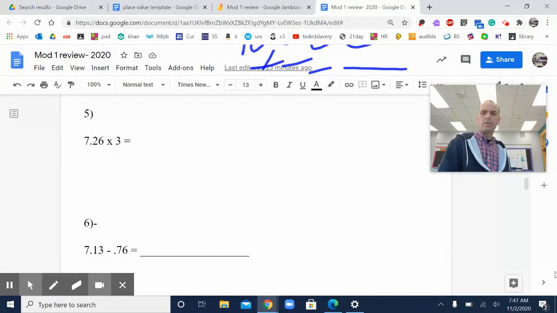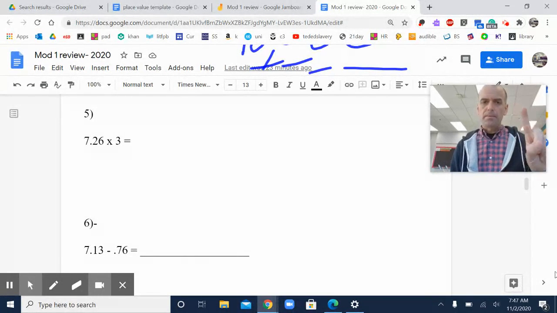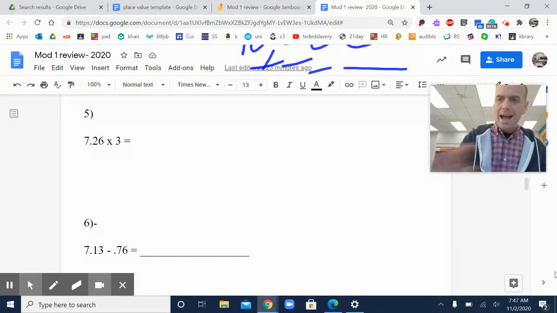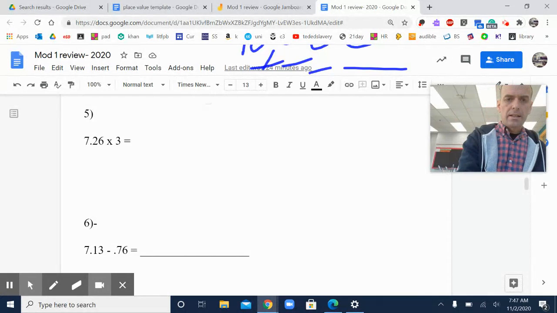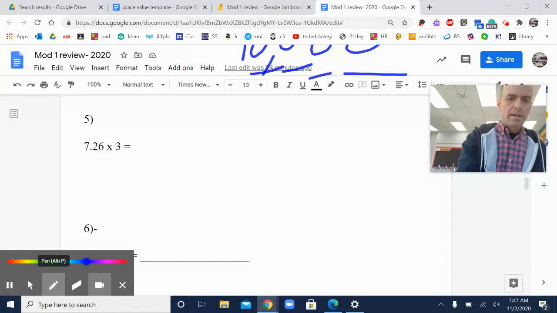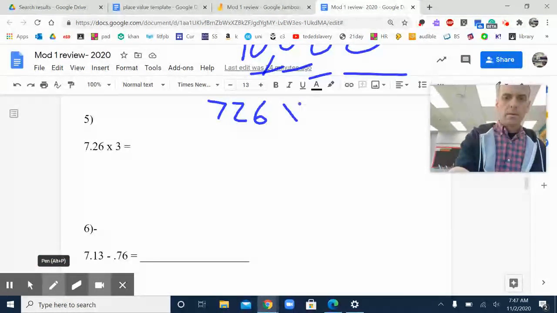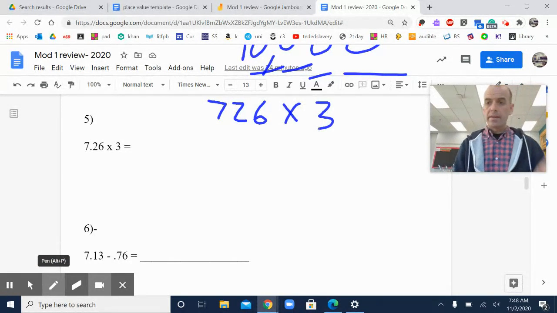7.26 times 3. Here it's very important that we do our steps. First step is write it without a decimal. So we're going to write it as 726 times 3. That's step 1. No decimal. You pretend there's not a decimal.